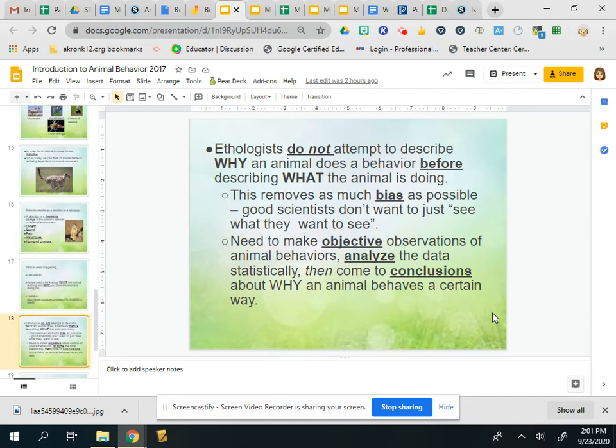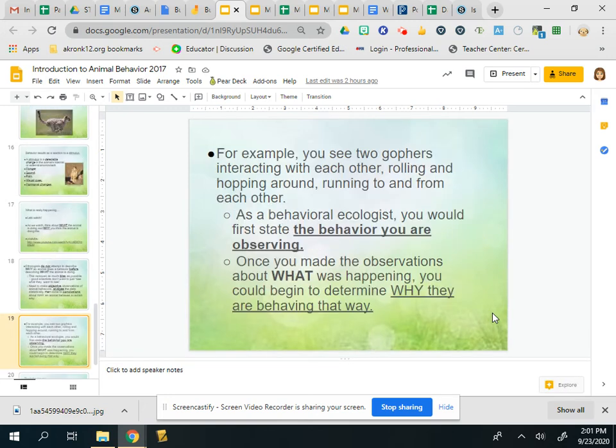Okay, so ethologists do not attempt to describe why an animal is behaving until they have described what they are doing. This removes as much bias as possible. A good scientist doesn't want to just see what they want to see. They want to be as objective as they can without their own opinions. They have to be able to analyze the data statistically and then come to conclusions about why an animal is behaving a certain way. For example, you see two gophers interacting with each other, rolling around, hopping around, running to and from each other.